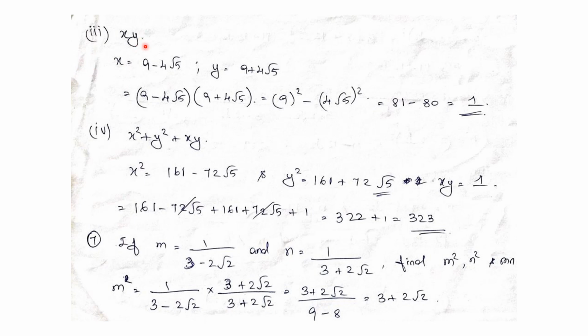Okay, then already we got x and y. So this is xy we need to find. So we have to write x is equal to 9 minus 4 root 5, y is equal to 9 plus 4 root 5. We need to multiply this one. We'll get the answer 1.